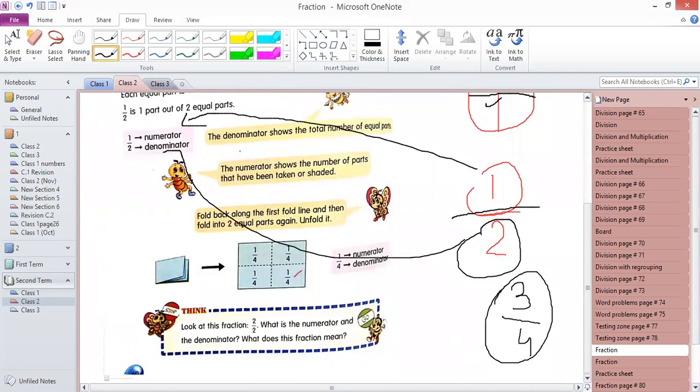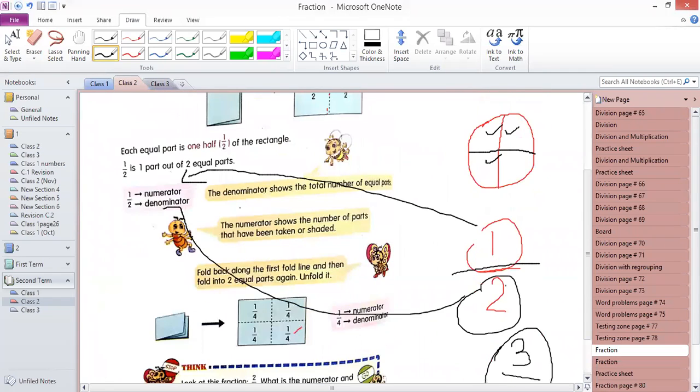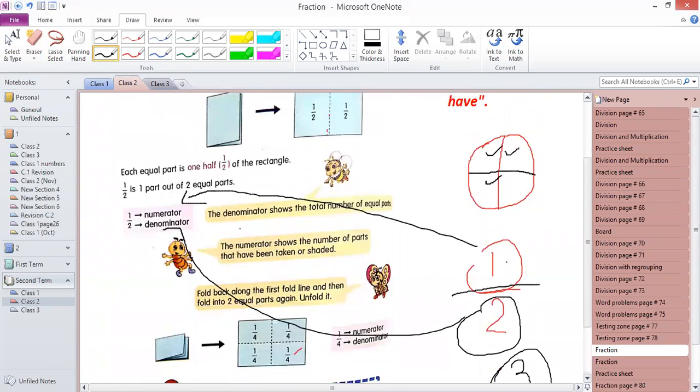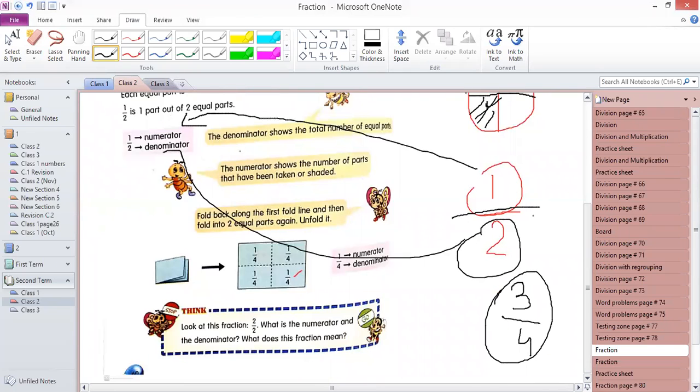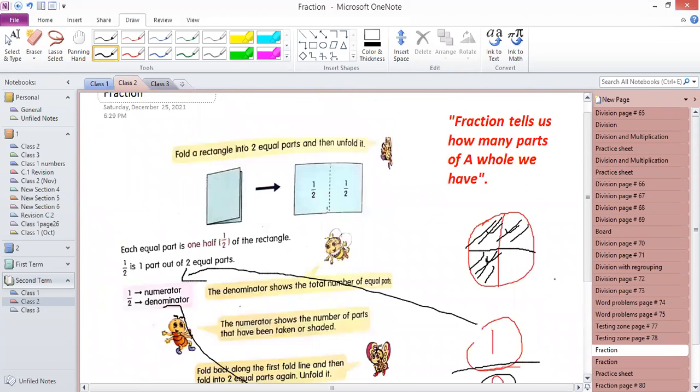I want to eat more than half a pizza. 3/4 of the pizza, because I want to eat 3 pieces. So this, and this. Out of 4 parts of the pizza, I am interested in 3 parts. So that's why the numerator is 3.